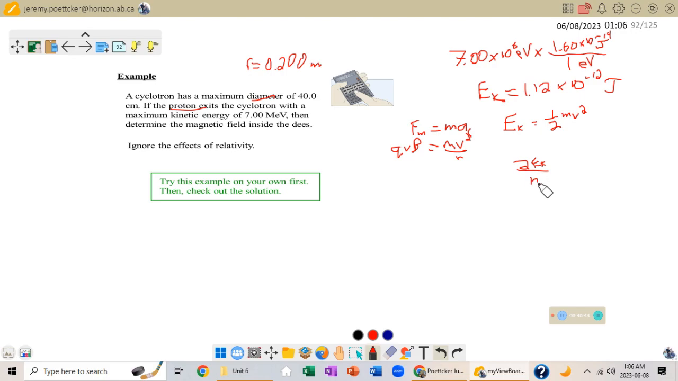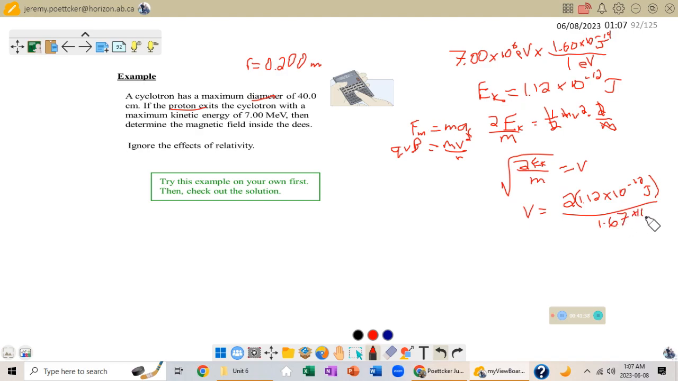So 2E_k divided by m, and square rooted, is going to give me the velocity. I multiplied both sides by 2 and divided both sides by m. That gets rid of my 1/2 and gets rid of my mass. I'm left with v squared. I take the square root and away we go. So v is equal to the square root of 2 times E_k, which is 1.12 times 10 to the negative 12 joules, divided by the mass of my proton, which is 1.67 times 10 to the negative 27. That's on your data sheet.